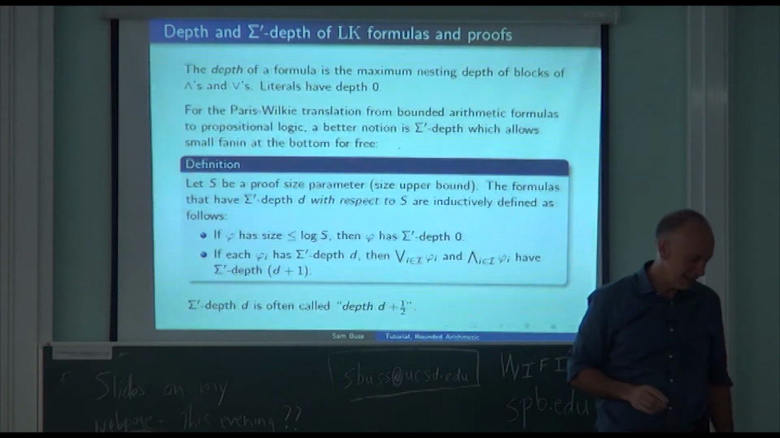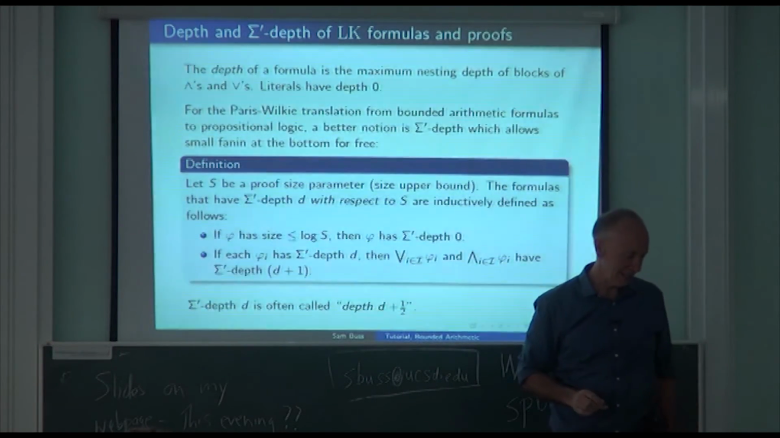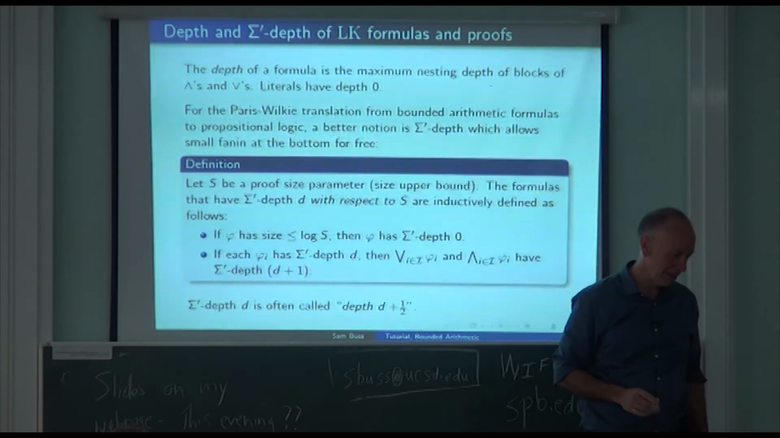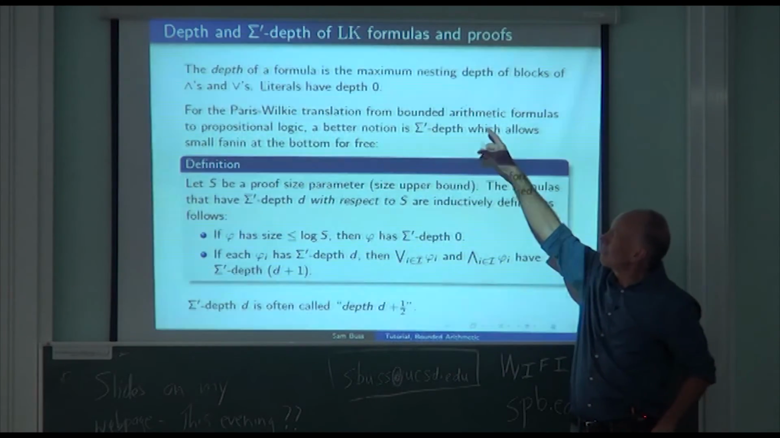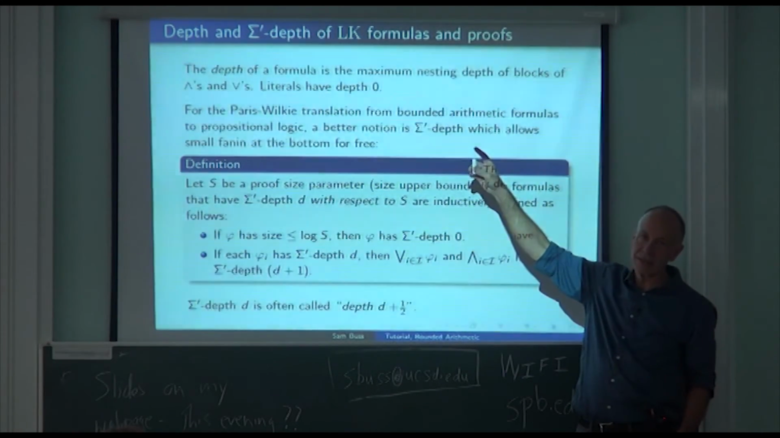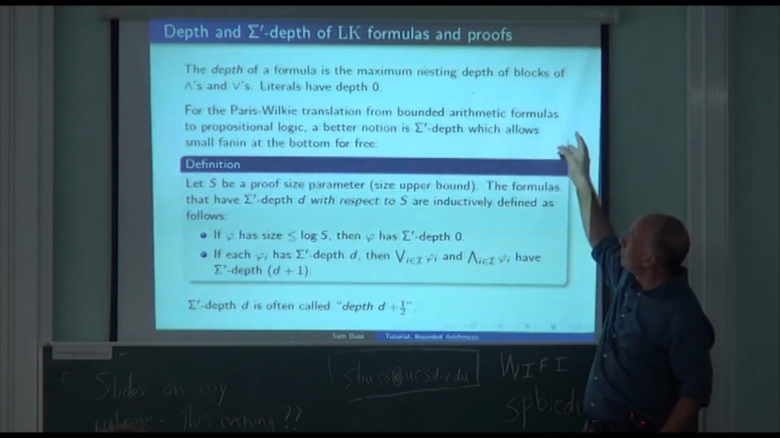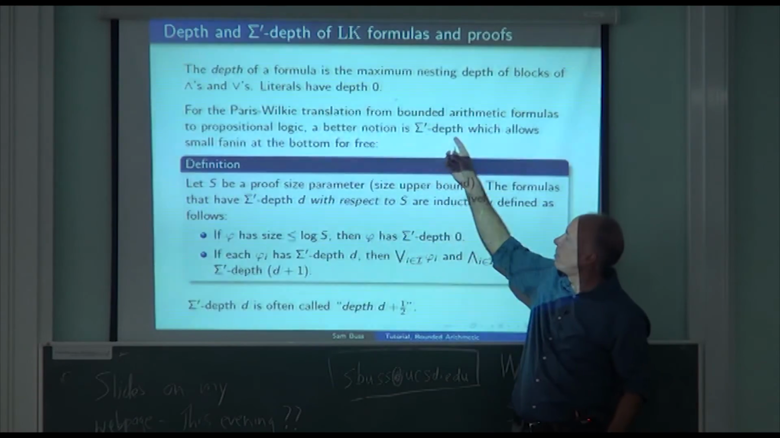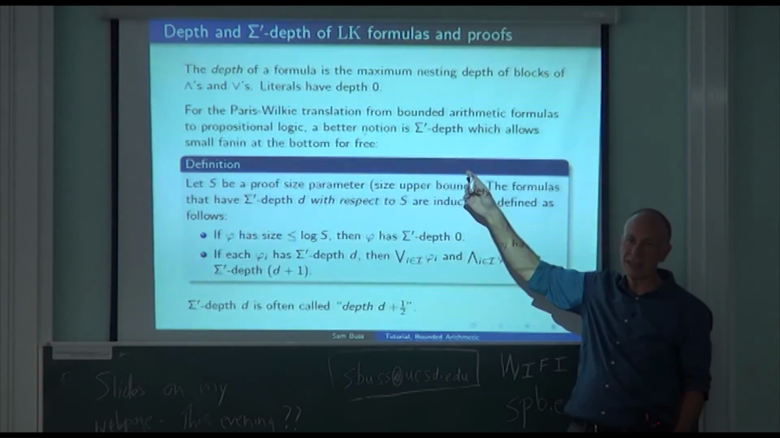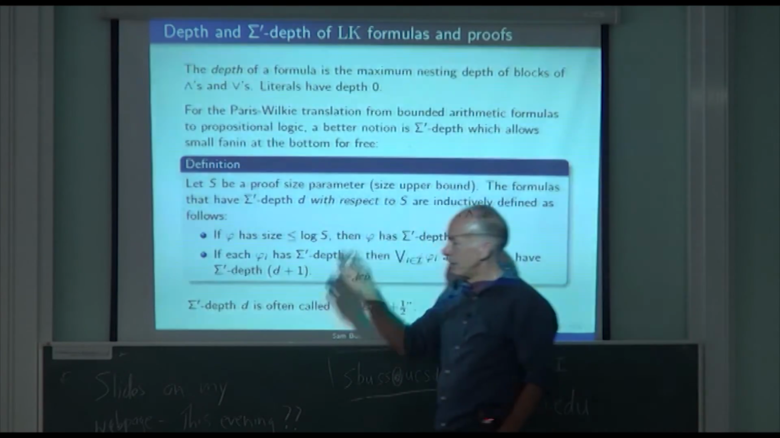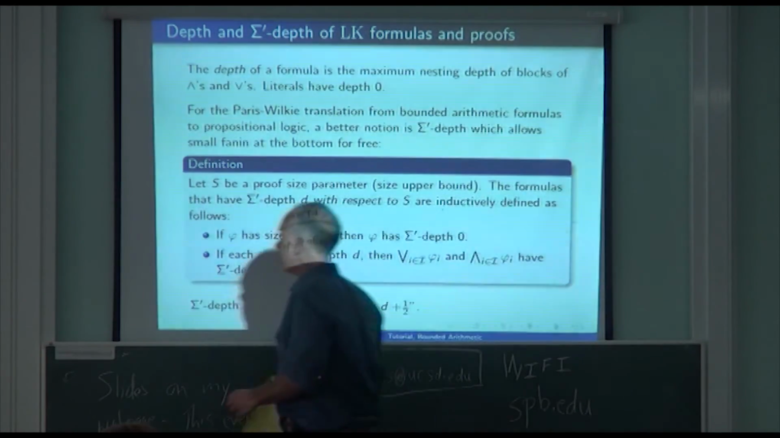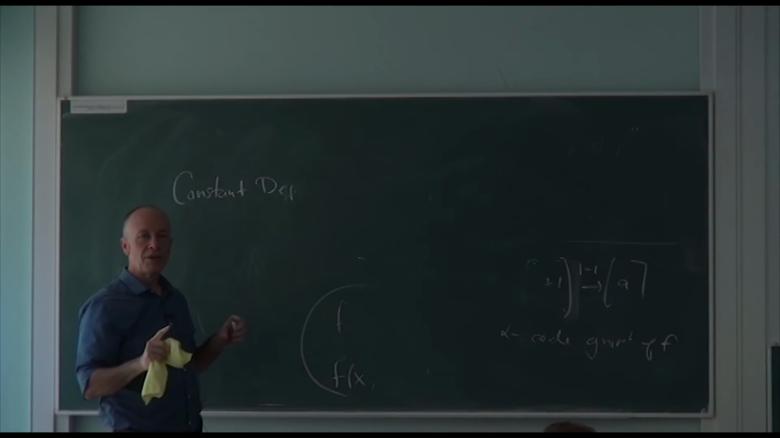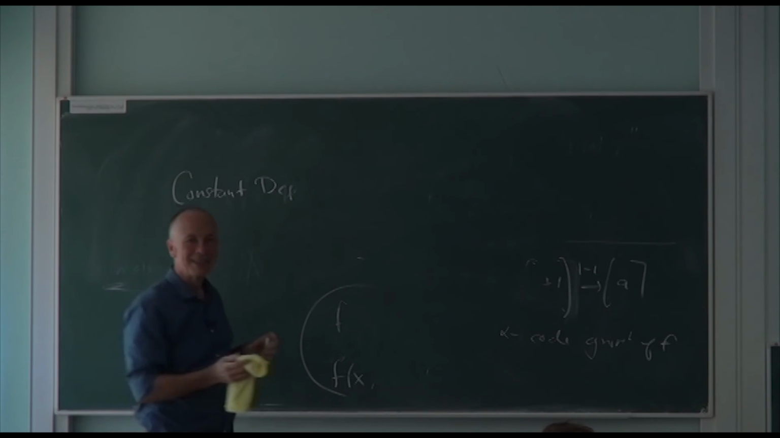Okay, so let's talk. This slide maybe gets a little overly technical; I should have simplified this down. I want to talk about the depth of a propositional formula, which I sort of said already. It's the maximum nesting of blocks of ands and ors, so think of AC0 type counting. There's a slightly modified notion of depth called sigma prime depth, which is a little more appropriate for the setting here for translations out of bounded arithmetic. Usually depth means just the sheer alternations of ands and ors. Sigma prime depth allows us to have a bottom layer of small fan-in gates that don't count towards the depth.